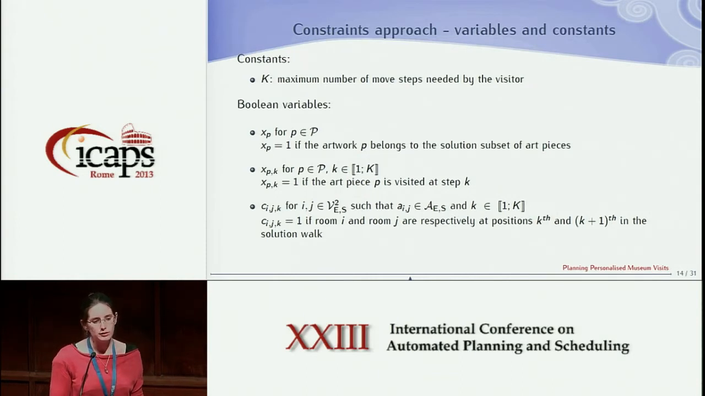Once we have this constant, we have three sets of variables. Those are Boolean variables. The first set indicates if an artwork belongs to the selected ones, the ones that the visitor will have to see in the visit. We have Boolean variables that indicate if the visitor has seen the artwork and at which step he has seen it. And we have some Boolean variables to indicate which arc, so, for example, at step K, the visitor goes from room I to room J.